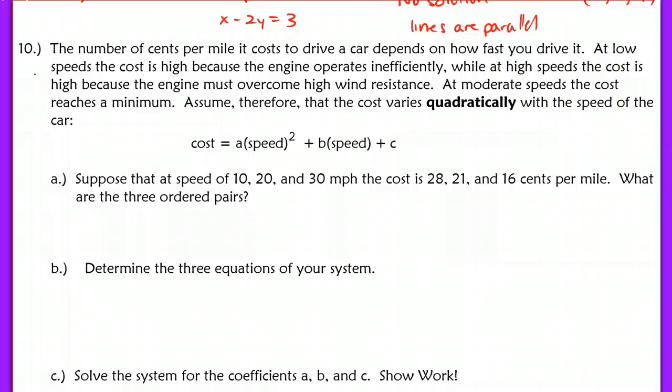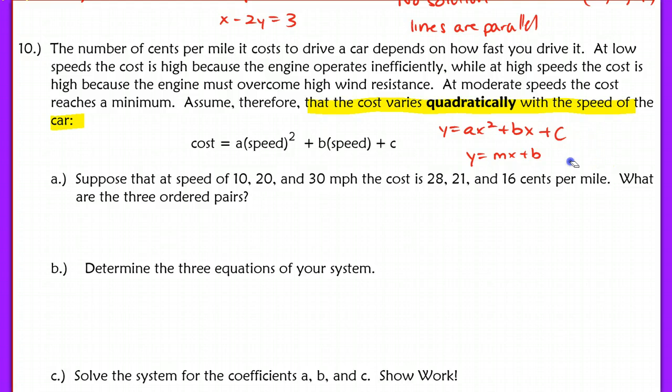But anyhow, it tells you in this question that the cost varies quadratically with the speed of the car. So we're not using a linear model in this case. We're using a quadratic model. And a quadratic, we kind of briefly studied this a little bit. The next chapter we're going to study this a whole lot, because it's all about quadratics. But this is a general quadratic equation. This would be a linear equation, mx plus b. This is y equals ax squared plus bx plus c. This is a quadratic equation.